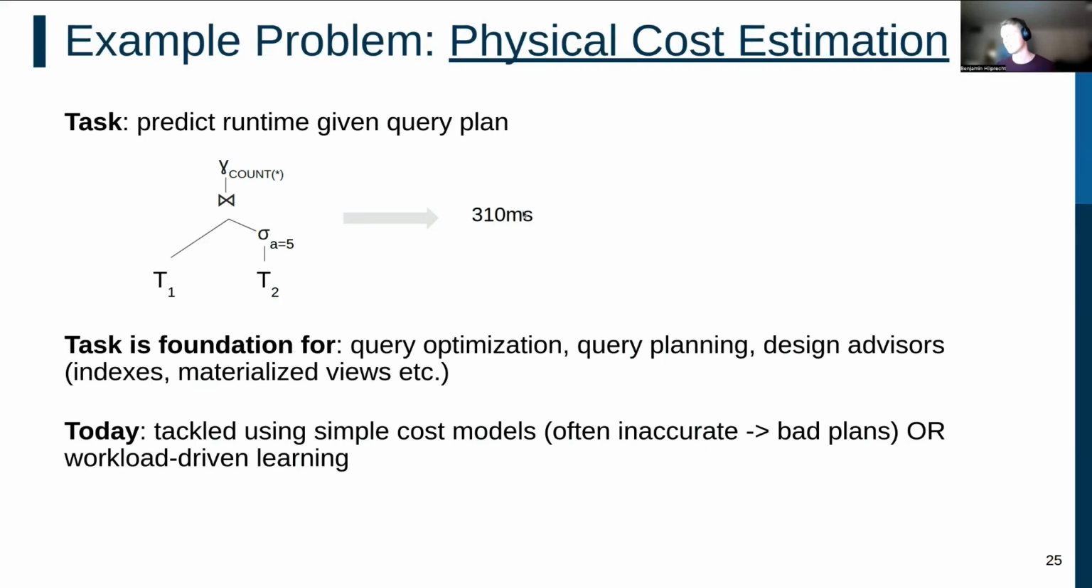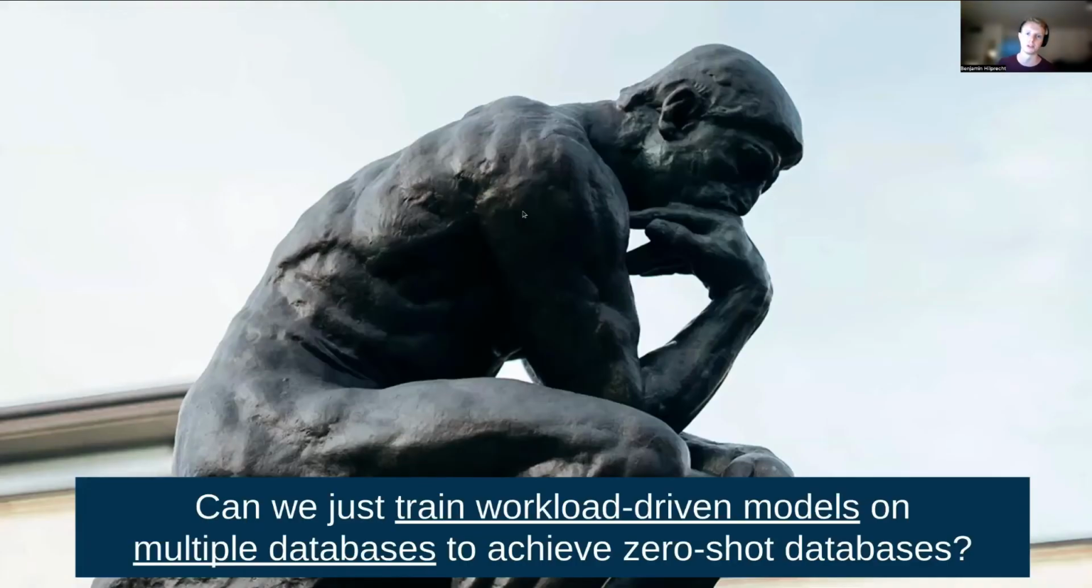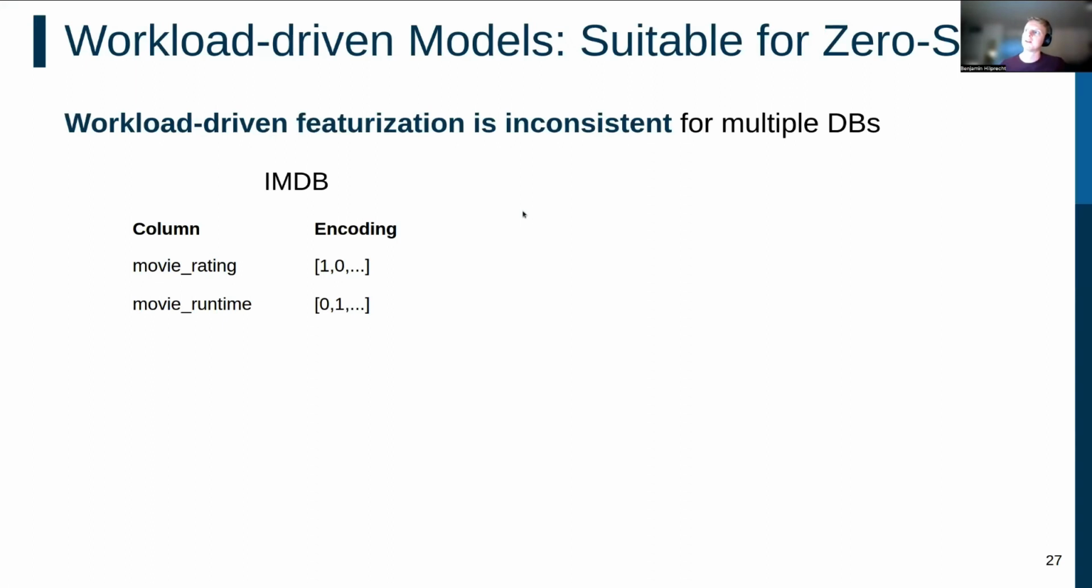And now you might ask, okay, well, we have the workload-driven models, right? And we just want a model that generalizes to unseen databases. So can't we just train such a workload-driven model and then use it on every unseen database to achieve zero-shot databases? The idea would be: take this workload-driven model and train it not on a single database, but on several databases. Wouldn't that fix the issue already? The problem is that this is not possible due to the basic architecture of workload-driven models. And the main reason for this is that the featurization would be inconsistent across multiple databases.